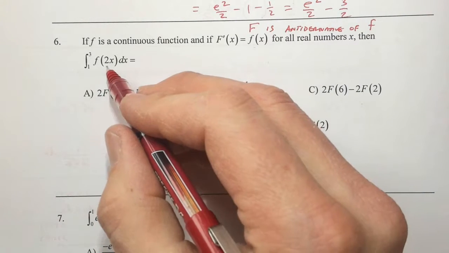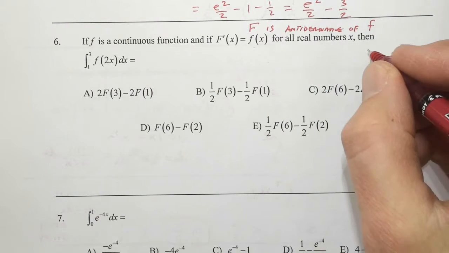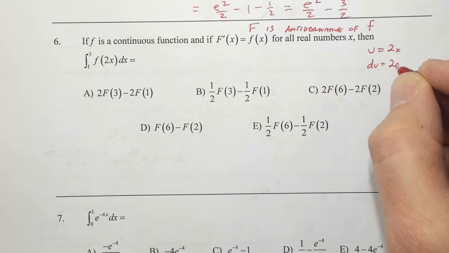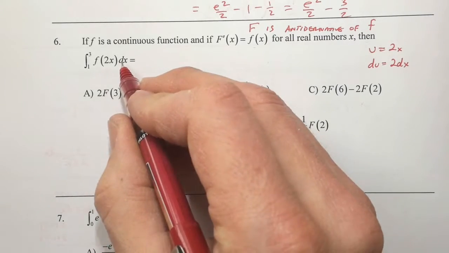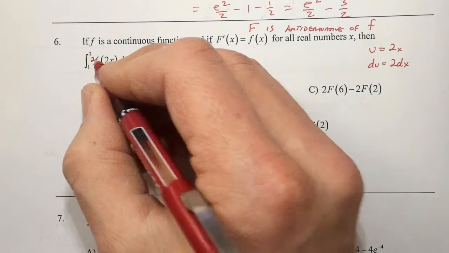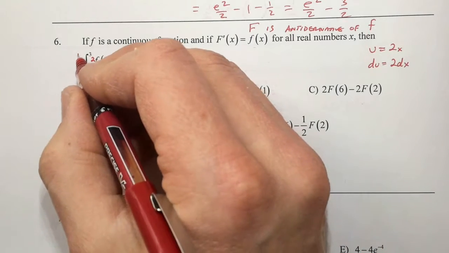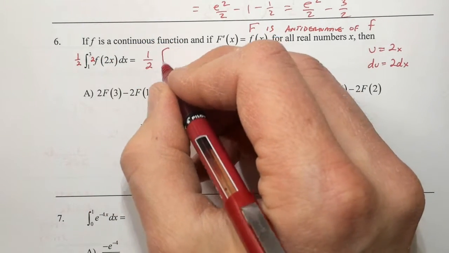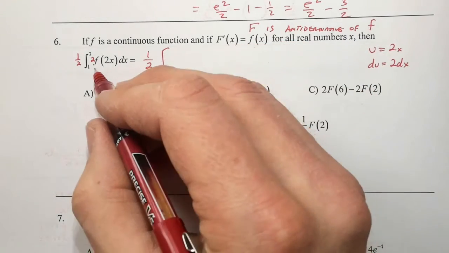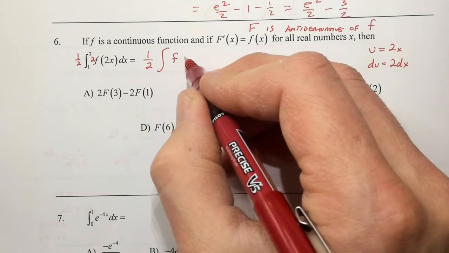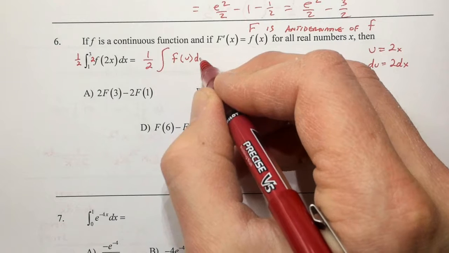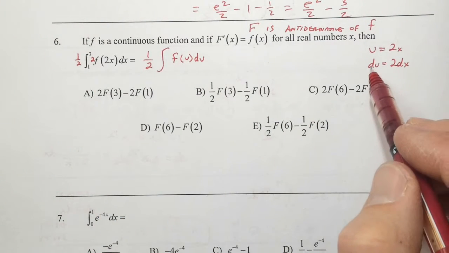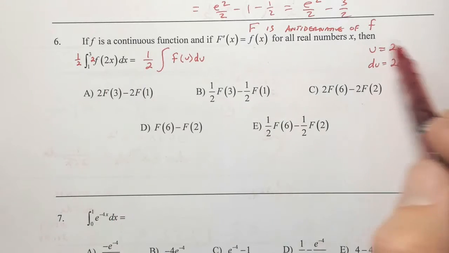So we have an inner function here, so that means we're going to involve u. u is 2x, so du is 2 dx. We have the dx, but we don't have the 2, so we're going to modify that with a 2 on the inside and a 1/2 on the outside. So we have 1/2 the integral, and then we will have little f of u du. Why? Because the 2 and the dx are equal to du, and 2x is equal to u.